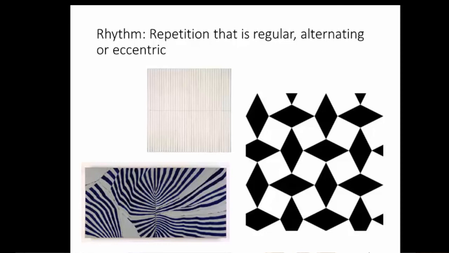On the right, you see alternating, so it changes, but it changes in a regular way. So that's called alternating. That kind of combines both a sense of stability and changeability or instability at the same time. And then in the lower left, you see eccentric rhythm, where it's changing with each repetition. So this type of rhythm creates visual excitement and energy, instability, and even anxiety.